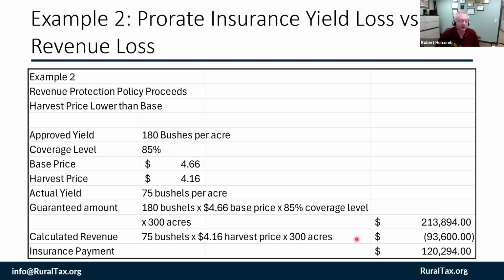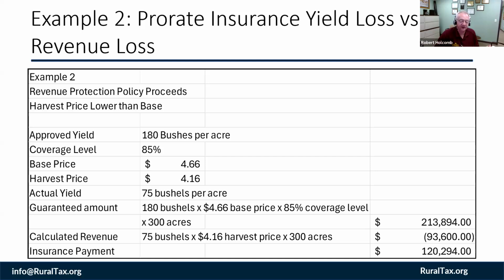But now we're going to look at our calculated revenue: 75 bushels times 416 harvest price times 300 acres. That gets 93,600. Subtract that off from the guarantee, and we actually get an insurance payment of 122.94 in this case.